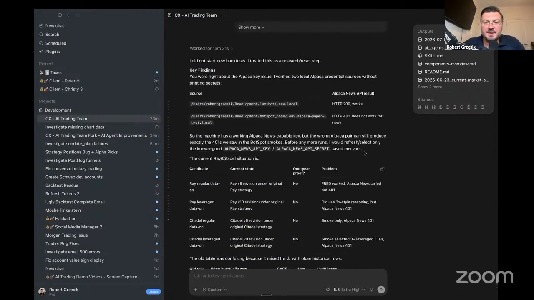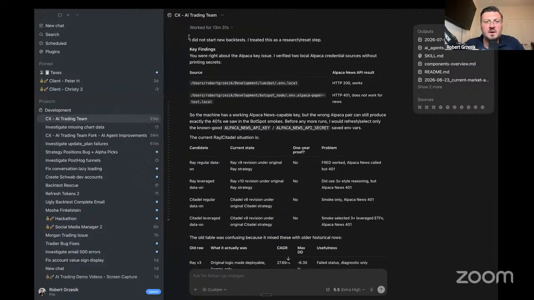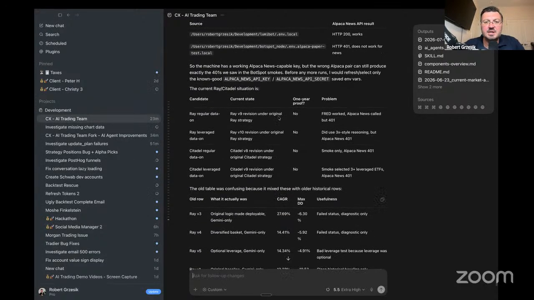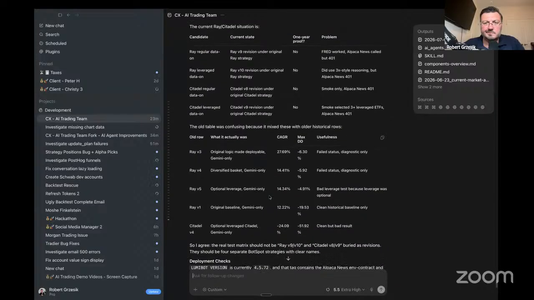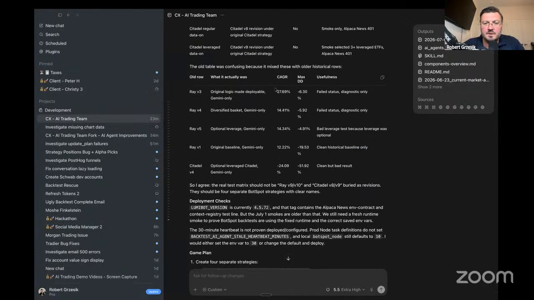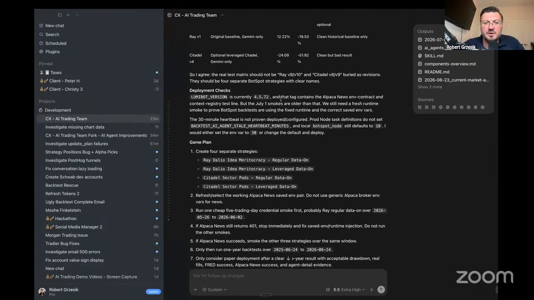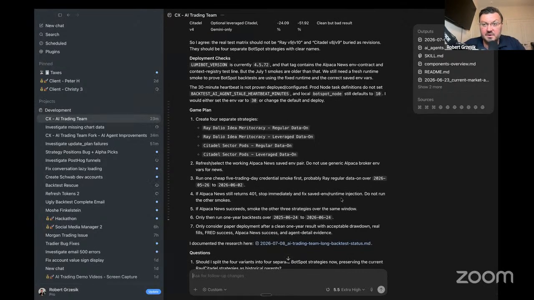Okay, so we got this back. This is a more reasonable table. I did not start a new backtest. So the machine has a working Alpaca new scalable key, but the wrong Alpaca pair can still produce. Okay, the current Citadel. There's the drawdowns. There's all the different Ray Dalio ones, but we don't have all the different Citadel ones. So I read the real test matrix should be Ray, should not be Ray V9. They should be separate Boss Bot strategies. We got versions currently, and the tag contains Alpaca news and contract.